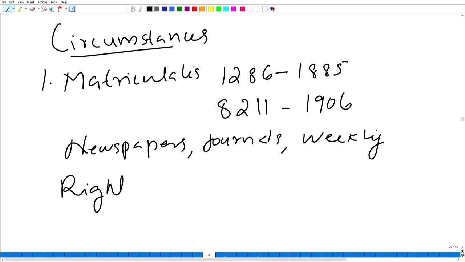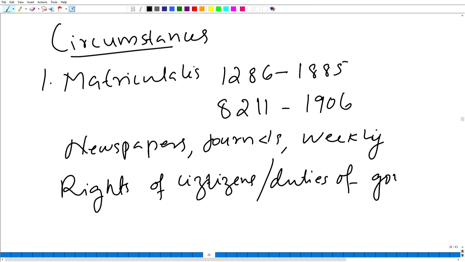What do we mean by the increasing number of matriculates, newspapers, journals and weeklies? It means that the number of persons aware of the rights of citizens and the duties of the government increased. This was the first reason behind the passage of the Government of India Act 1909.